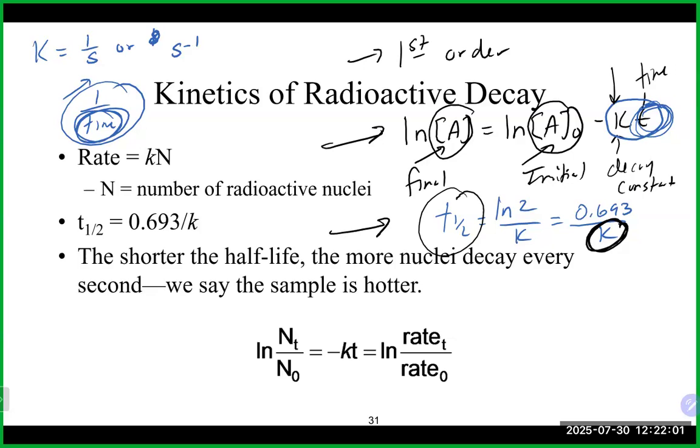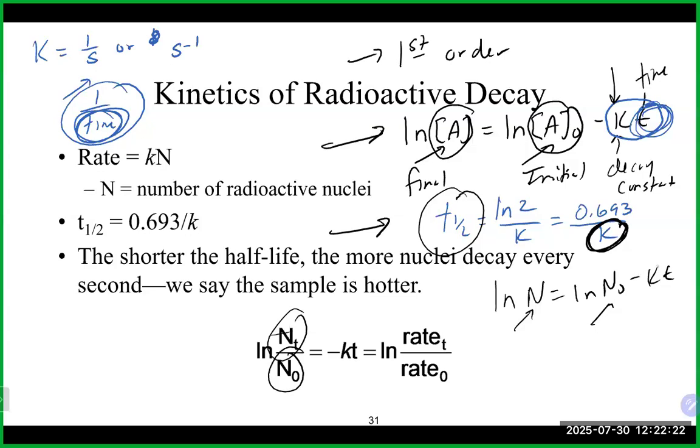Now, since it's nuclear chemistry, they like to use their own symbols. So instead of A, for example, they will use N, which is the number of nuclides. And it's the same idea. Basically, natural log of N is equal to natural log of N naught, so that is your final, that's your initial, minus kt.